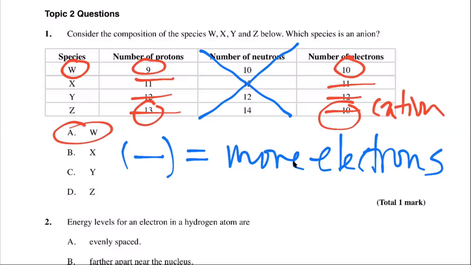So this is an example of a typical question. What we had to know on this, we had to know some vocabulary, like what an anion was, the definition of that. And then we had to know what that meant in terms of protons, neutrons, and electrons. So what did we need to look at to figure that out?